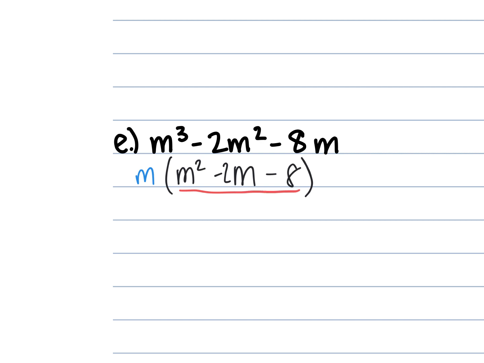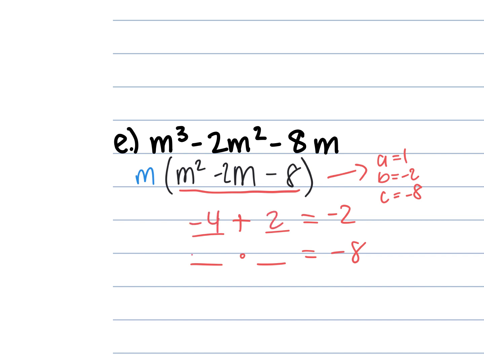Yeah. How? Andrea? Excellent. 2 numbers that add to give me, what's my b value? Negative 2. And they're going to multiply to give me negative 8. Those of you that forgot, remember you're making your a equal to 1, you're making your b equal to negative 2, and your c equal to negative 8. Salucci, what's up? Negative 4 and 2. Excellent. Negative 4 and positive 2.